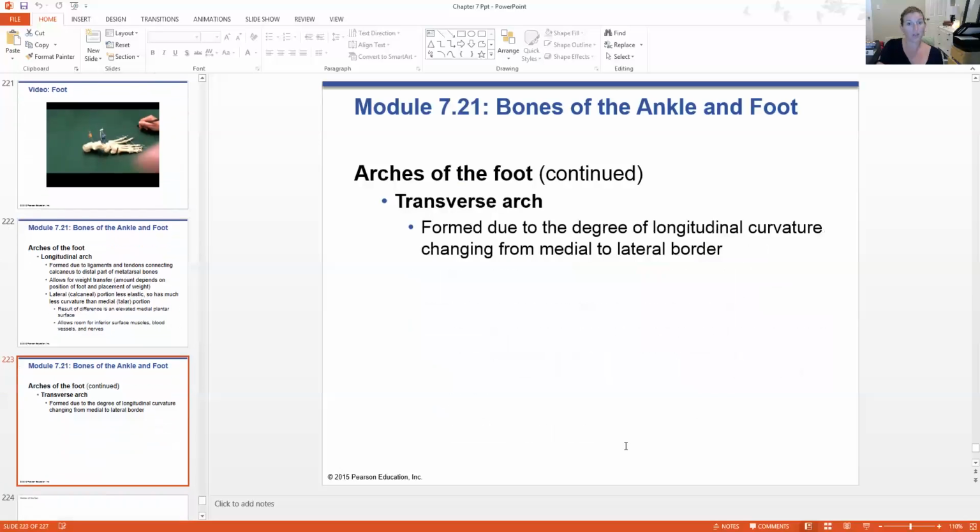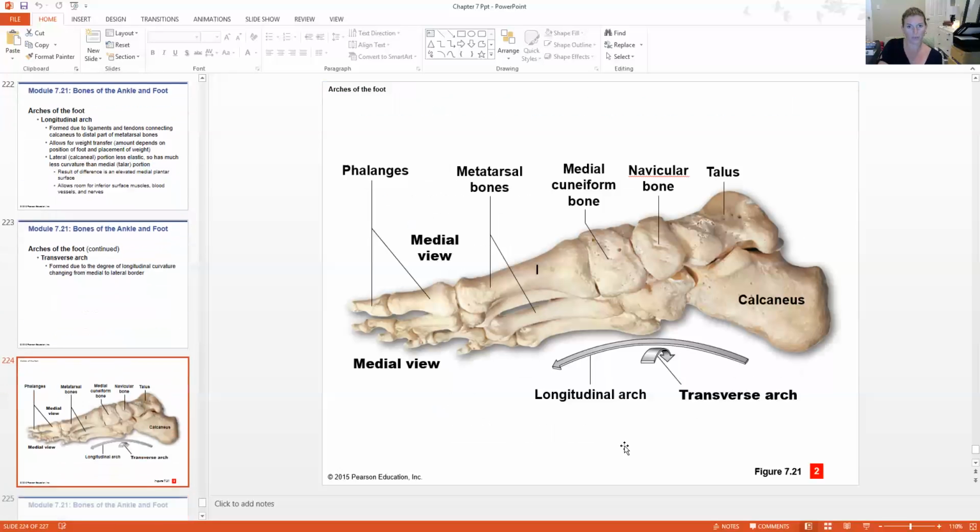So it's basically just there holding all of the foot bones in place, allowing for the transfer of that weight to be equal. The transverse arch is due to the degree of longitudinal curvature changing from medial to the lateral border. So this is what we think of as the arch of the foot. So there you see the longitudinal curve this way, and then a transverse curve this way. Most people, when they're referring to flat feet, are referring to this transverse arch.